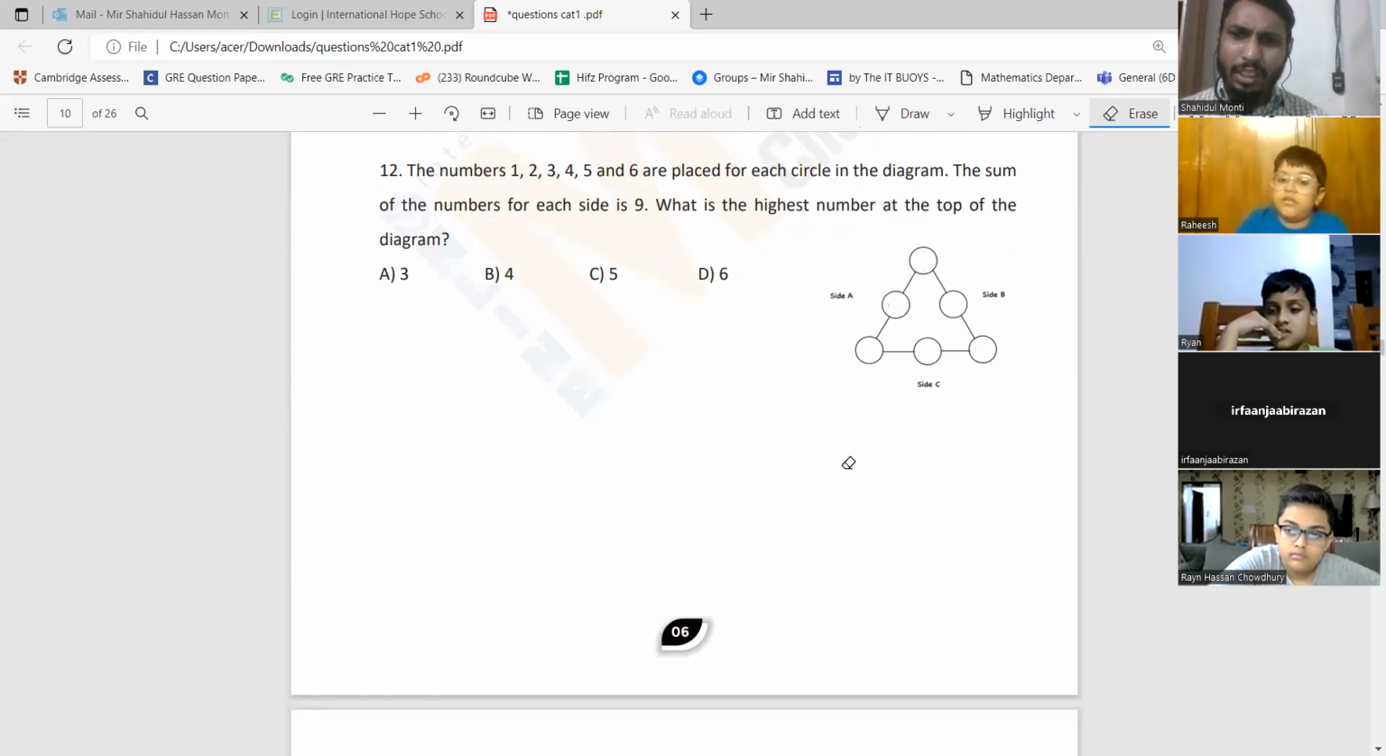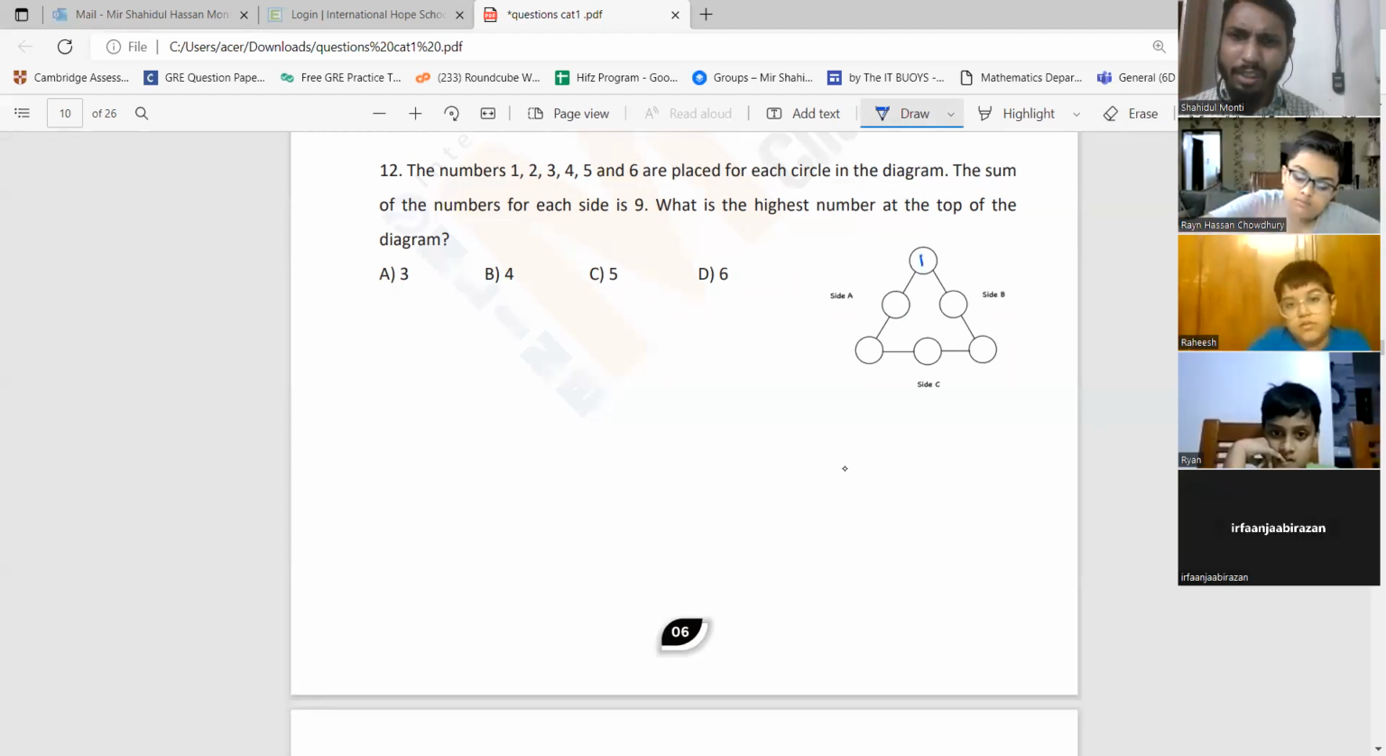So what we have to do is start with a small number. At the top, the number should be small. So if I place a 1 here, now I think I can complete the circle.